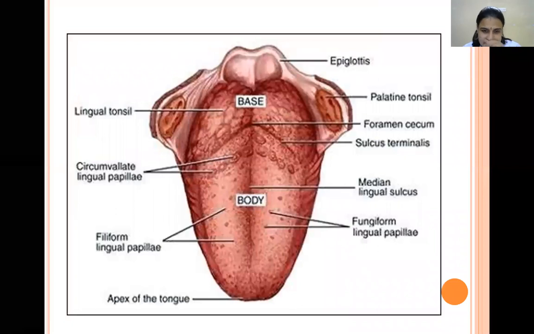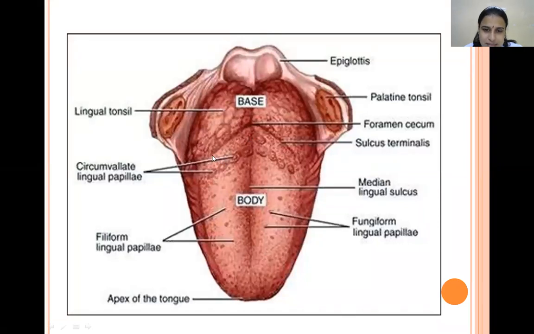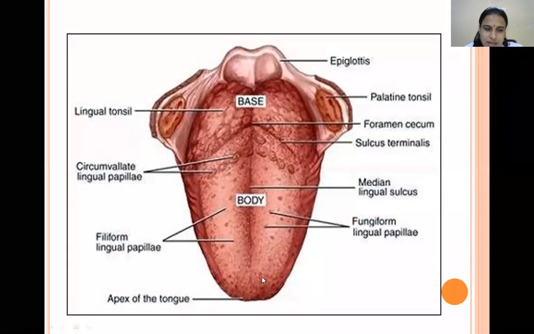This is the dorsal surface. The sulcus terminalis divides it into the anterior 2/3 and the posterior 1/3. The anterior 2/3 is covered with papillae, mainly the fungiform papillae and filiform papillae, and the circumvallate papillae in front of the sulcus terminalis. At the tip, we have the filiform papillae.